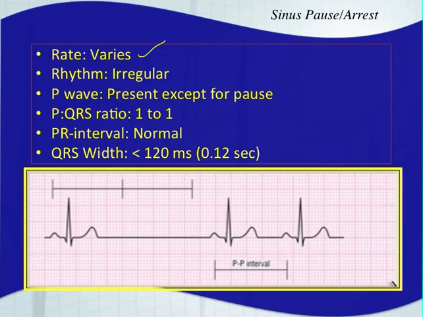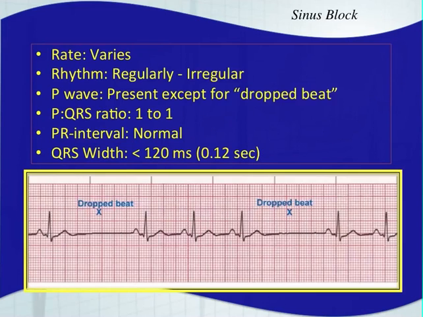The rhythm is irregular, again, because of the break in the rhythm. The P wave is present except for at the pause. That's why it's a sinus arrest. The P-QRS ratio must be 1:1. If there's a P wave right here, it is not considered a sinus pause or sinus arrest. Your PR interval is still going to be normal, and your QRS width should still be narrow. This is a very uncommon arrhythmia compared to the ones we've mentioned before.